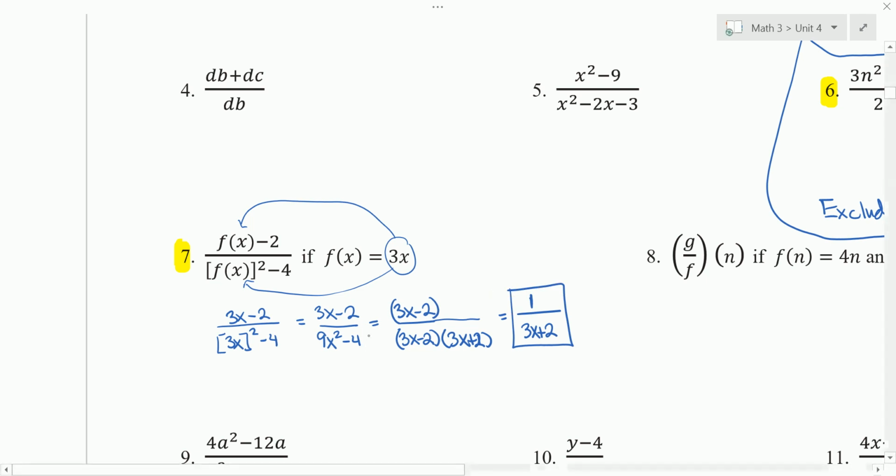And to go back to the part before we reduced, before we divided, I'm going to go to the third stage where it's already factored. So we don't want 3x minus 2 to equal 0, and we don't want 3x plus 2 to equal 0. So 3x cannot equal 2, and 3x cannot equal negative 2. So x cannot equal 2/3 or negative 2/3. So those are your excluded values.